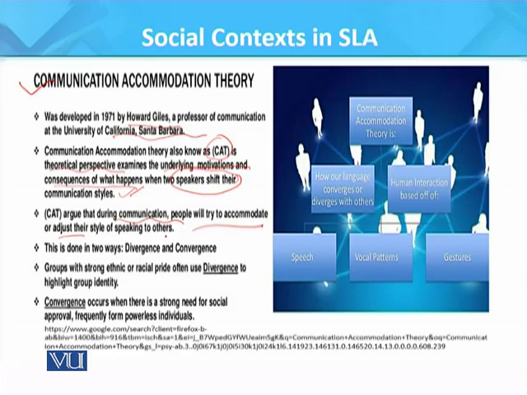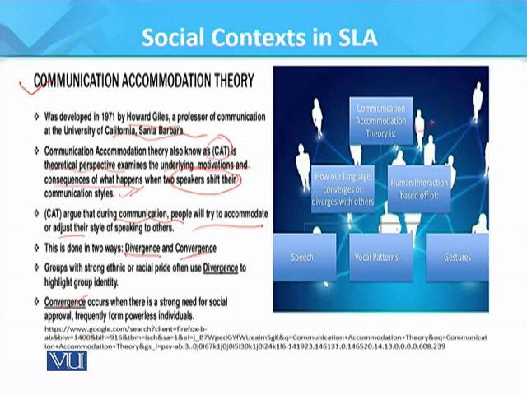This is done in two ways: divergence and convergence. Divergence means showing differences between ourselves and other individuals based upon differences in social groups. Now, these differences refer to divergence. And convergence means adapting our communication to emphasize similarities in terms of speech, gestures, and topics, etc. So all the divergence and convergence factors are there to support the accommodation theory.